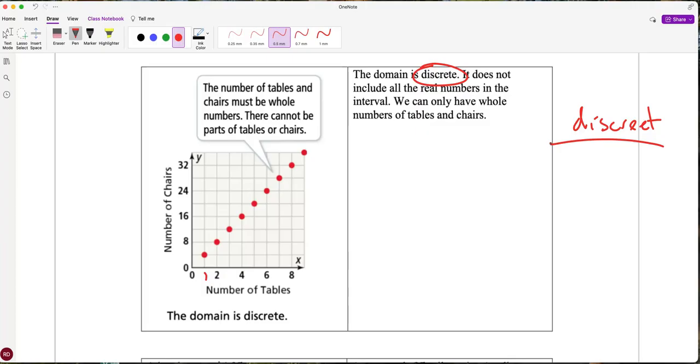Or someone likes someone and they're going to be discreet about it, which means what? Like not obvious. Yeah, they're not going to post it on social media. Okay, so this discrete is different.